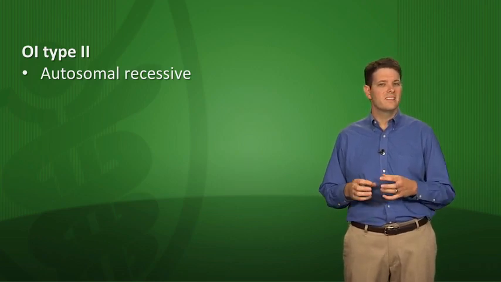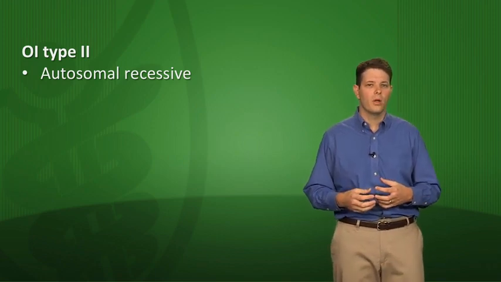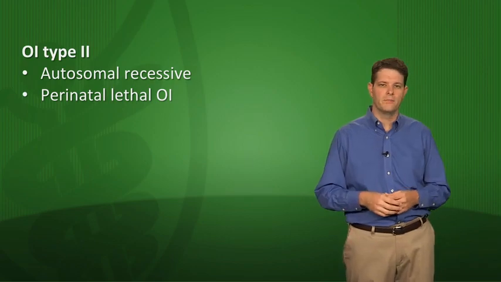Then on the other end of the OI spectrum is type 2 OI, which is autosomal recessive, and it's so severe that these kids die in utero or maybe within the first couple of days after birth. So it's sometimes called perinatal lethal OI. So type 1 is much milder than type 2 by comparison.